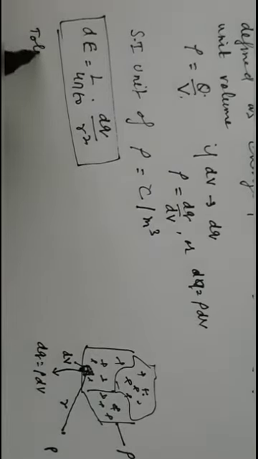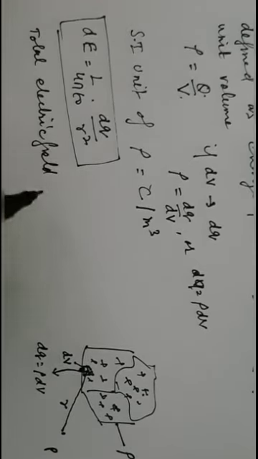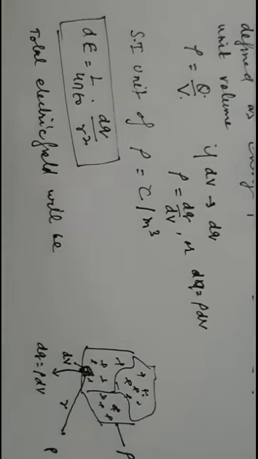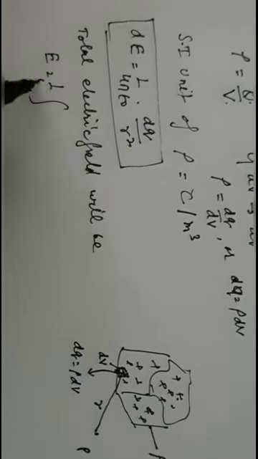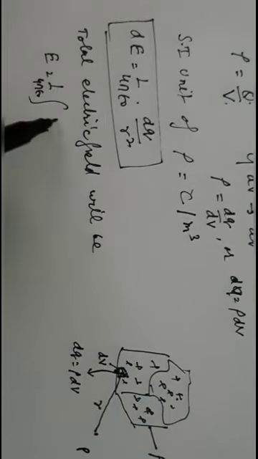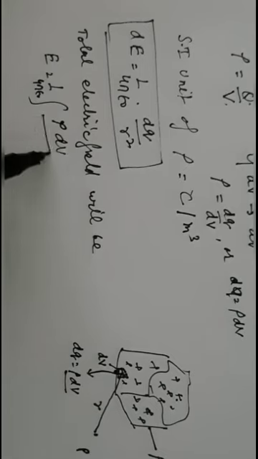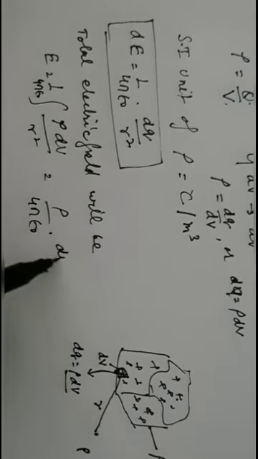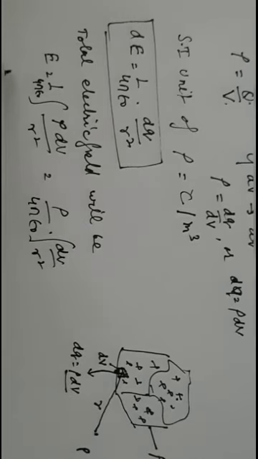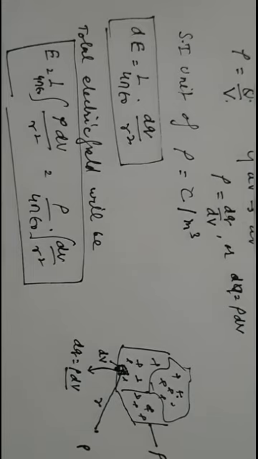So the total electric field will be, 1 upon 4 pi epsilon naught comes outside, dq is rho into dV upon r square. Solving it, 1 upon 4 pi epsilon naught rho dV upon r square. So this is how to calculate the electric field due to the volume charge distribution.